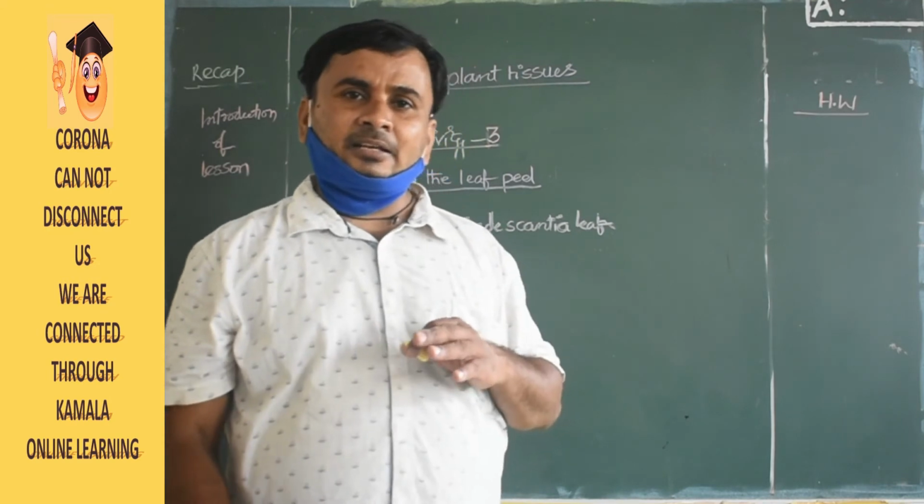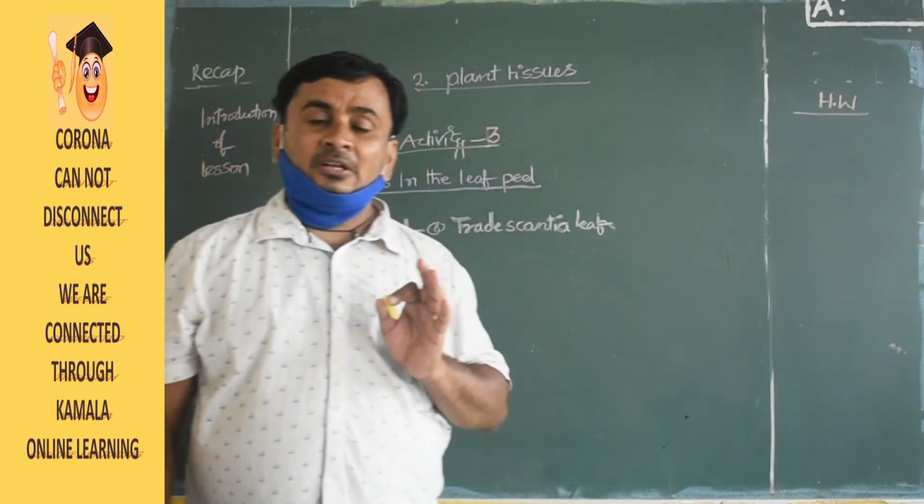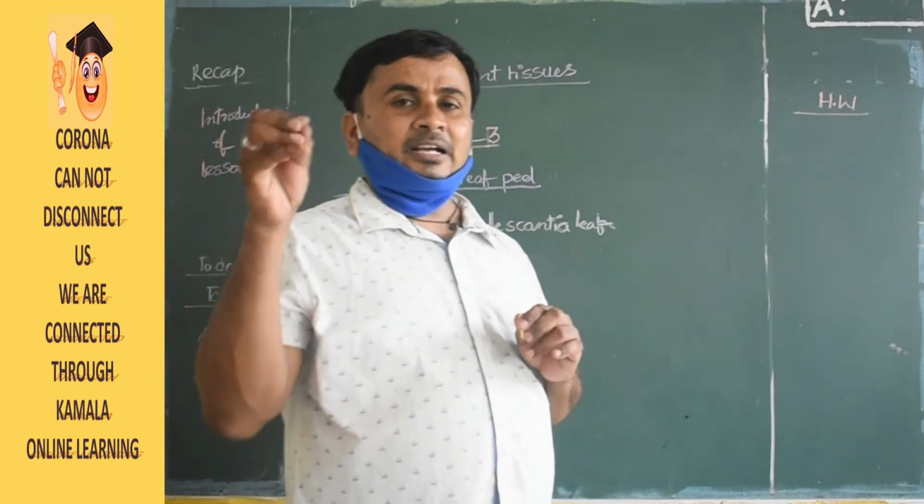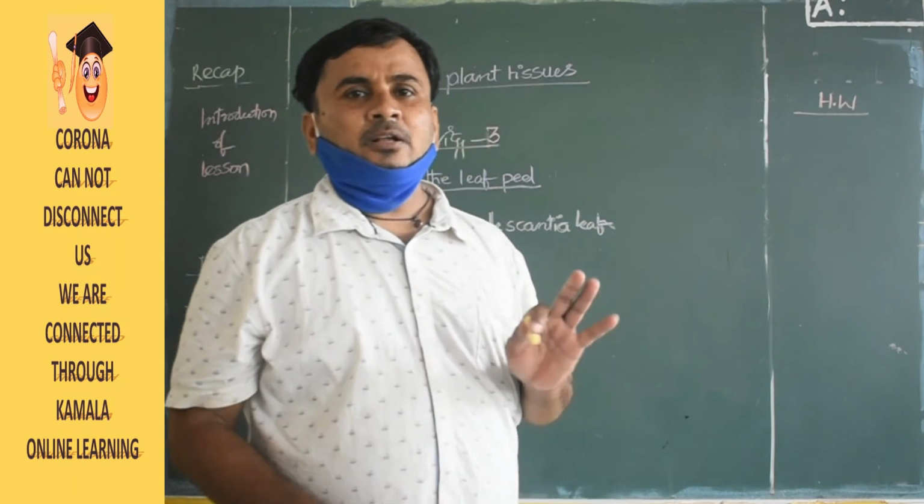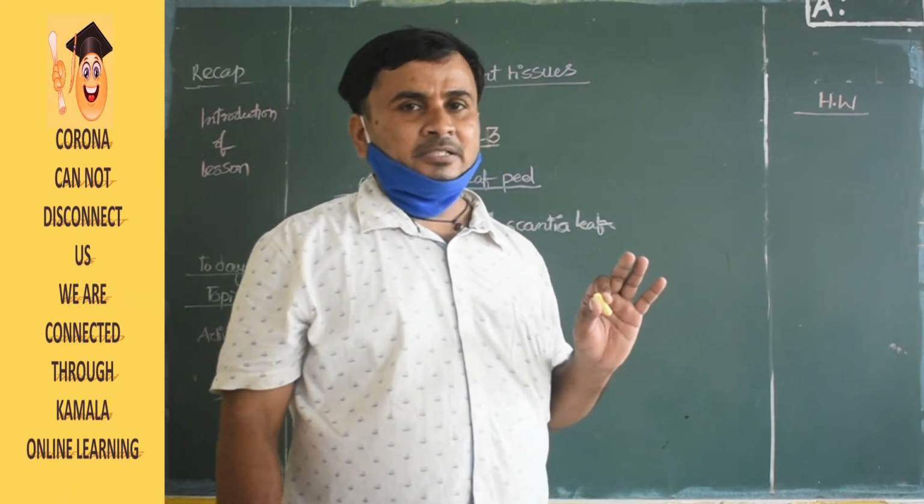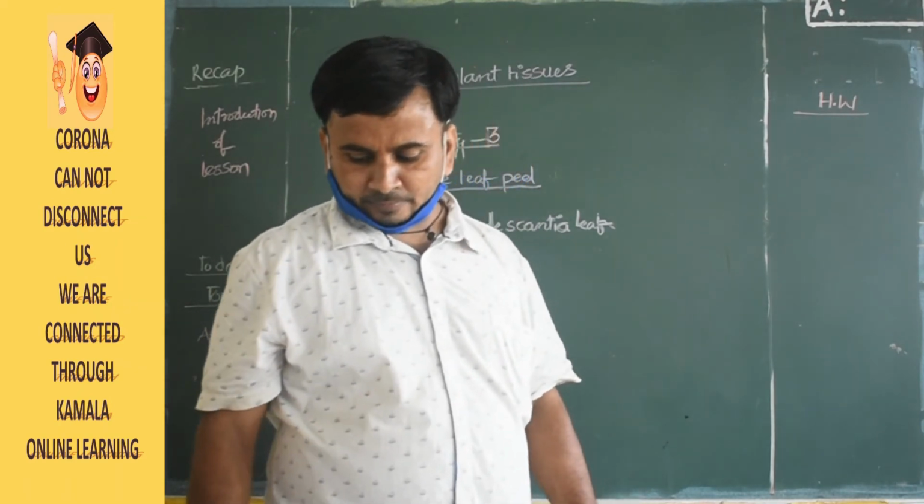But in the leaf peel, this Tradescantia leaf or beetle leaf, their leaf cells will do photosynthesis. That's why they contain extra chloroplasts. But in the cells of the onion, what happens? They will store the food in their body.